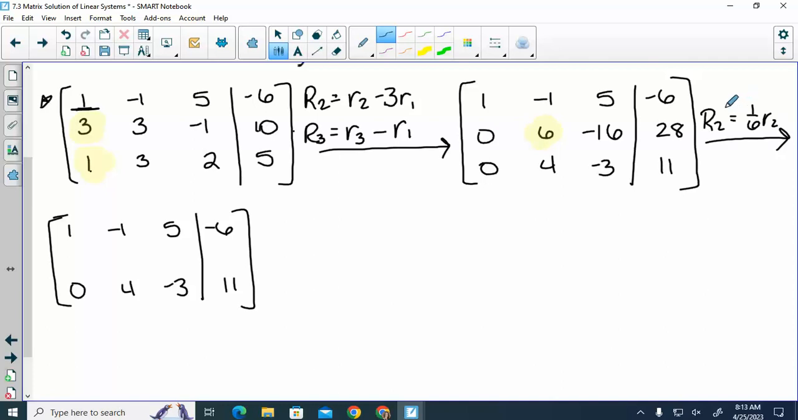So 0 times 1/6. 6 times 1/6. -16 times 1/6, -8/3. And 28 times 1/6.